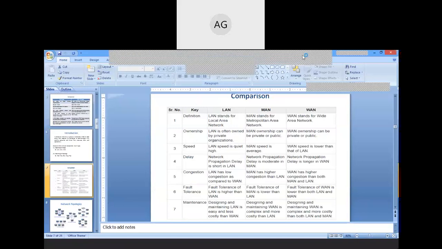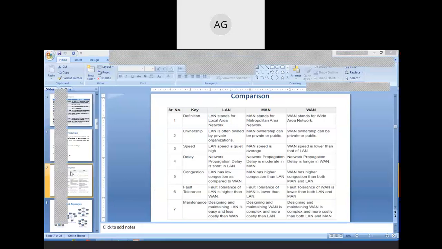So here I'm just comparing it. As you can see here in the table, the key points of difference between LAN, MAN, and WAN are given. The first point is definition. LAN stands for local area network, MAN stands for metropolitan area network, whereas WAN stands for wide area network.